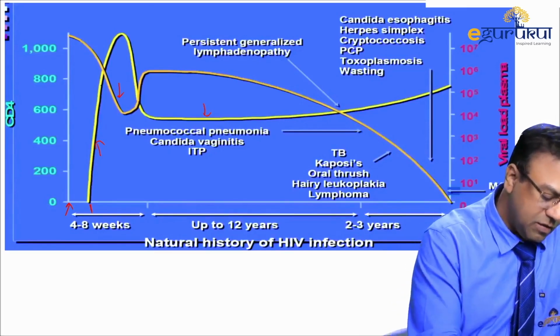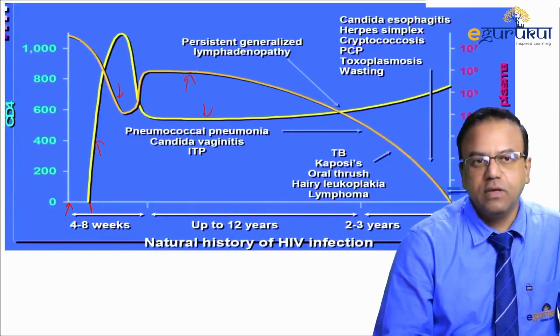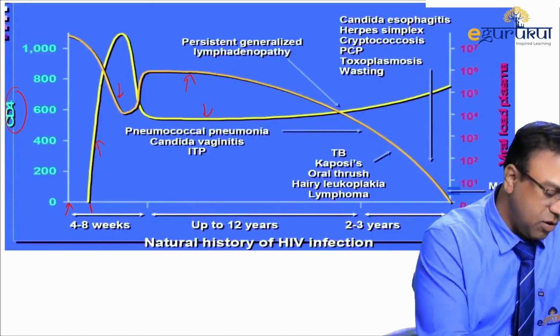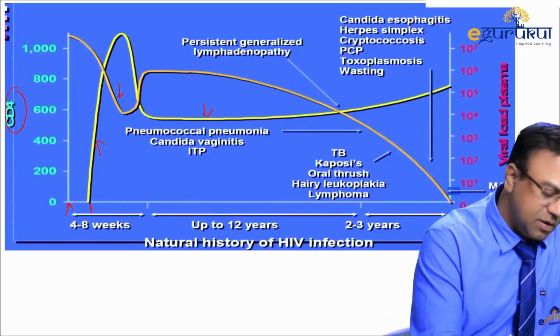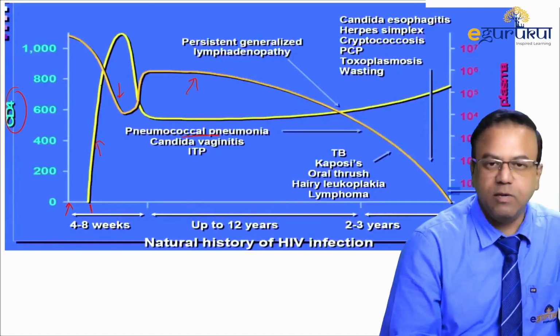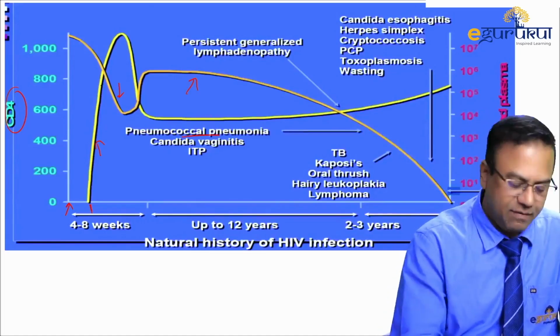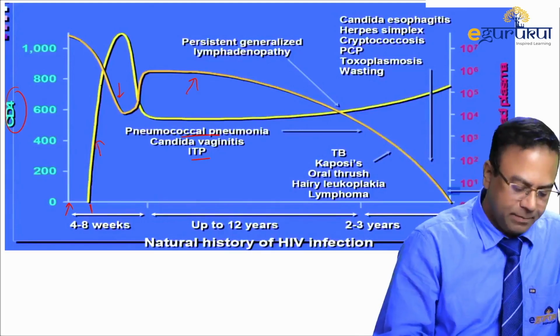Okay, so this is the viral level, and you do notice that the CD4 counts are well maintained in this phase. So this is the CD4 on the y-axis, and you can see that the CD4 counts are pretty well maintained during this phase. And at this time, when the CD4 counts are maintained, you do notice that there is a risk of developing pneumococcal, other bacterial infections, candida vaginitis, ITP. These things can be a problem that the patient can present with.